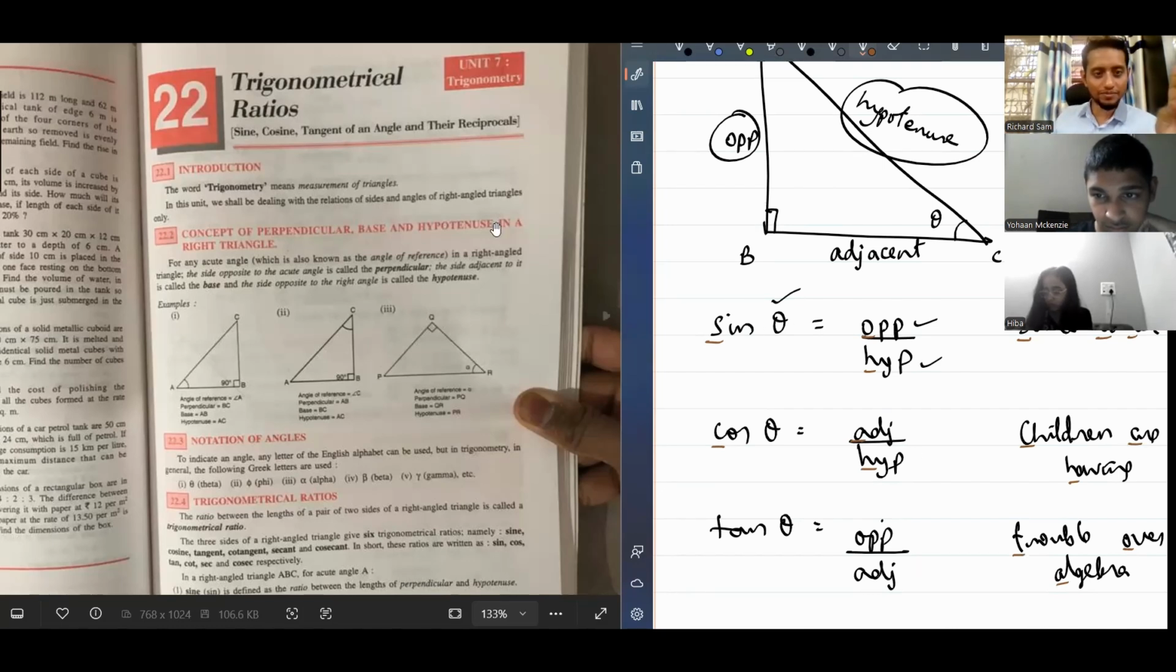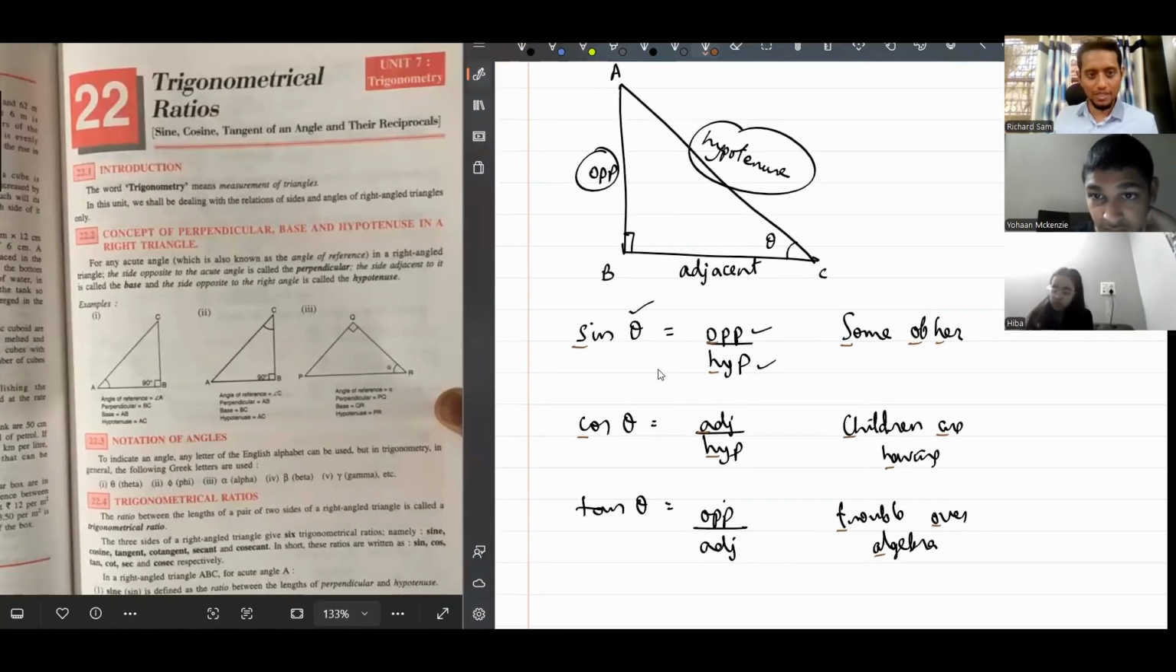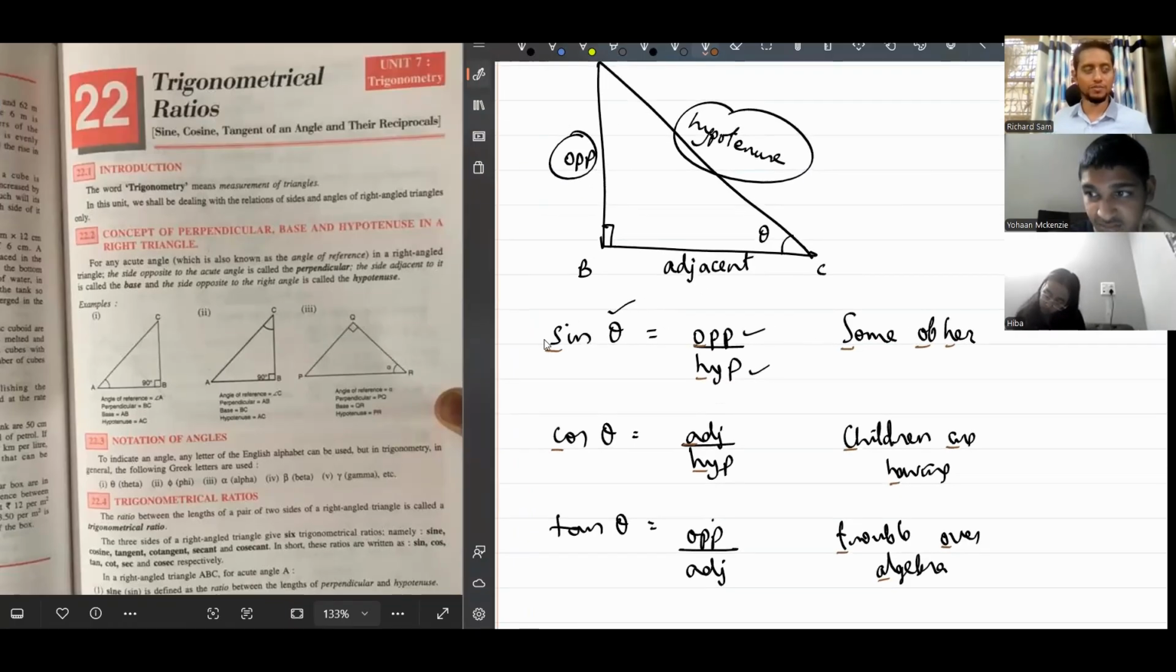Johan, is that clear? Iba, is that clear? Okay. All right, just note down this much. All of you write down this much.